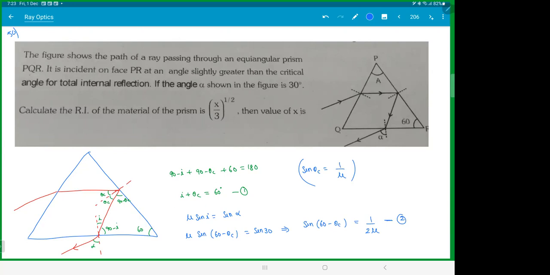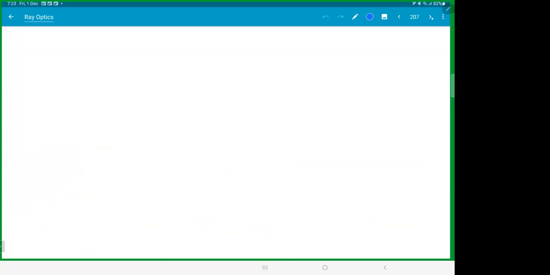I know sin theta critical. I have sin of 60 minus theta critical. What will you do? Expand, brute force. This is where people get lazy actually. Sin of 60 minus theta critical is equal to 1 by 2 mu. Expand this, sin A minus B: sin 60 cos theta critical minus sin theta critical cos 60 is 1 by 2 mu.